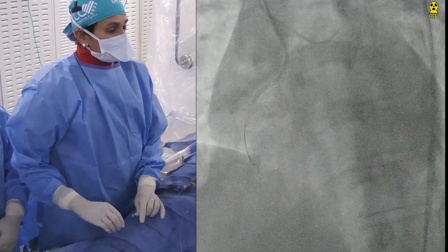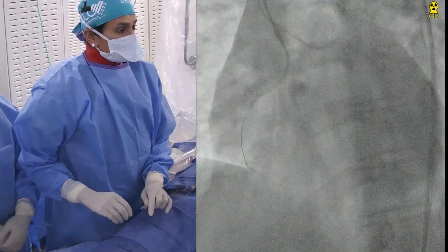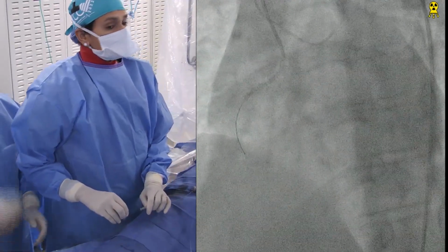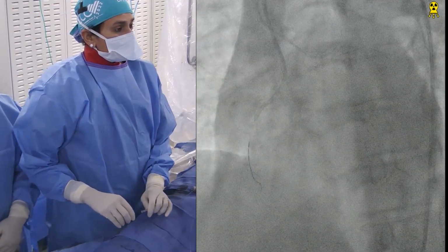The dampening is a common phenomenon in the occlusion, as you can see here. Despite the side hole in this AL 0.75, when we put the hemodynamics below, please, there is a dampening of the pressure on the right side.